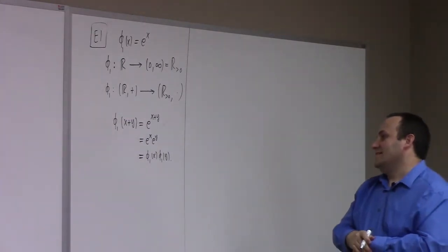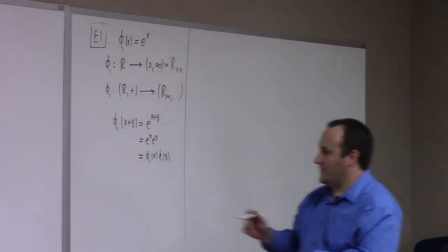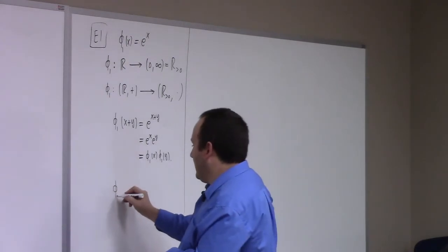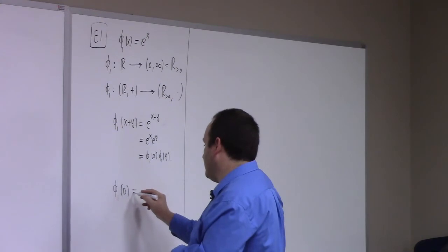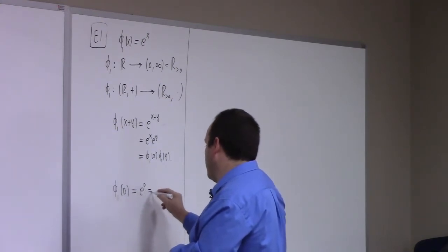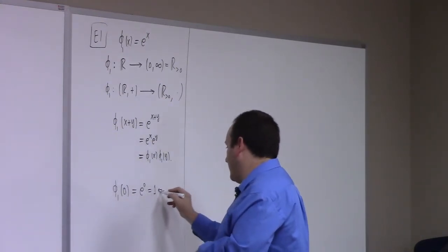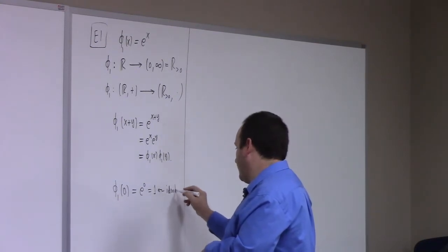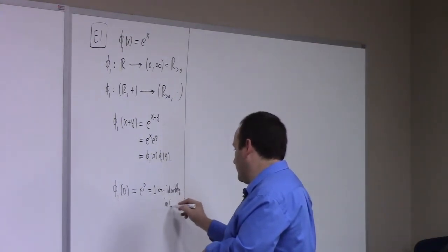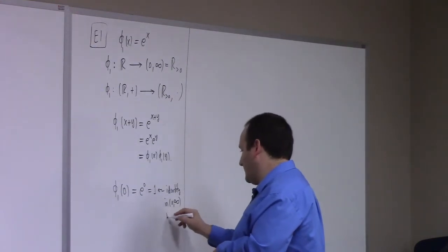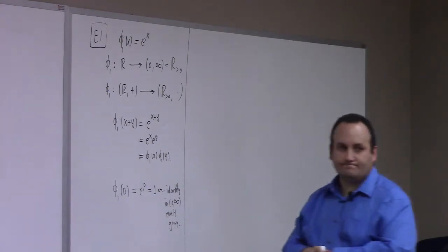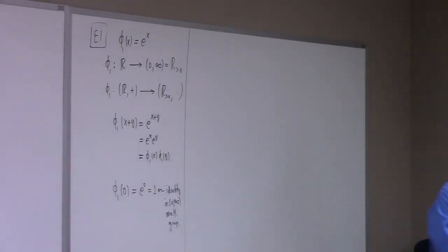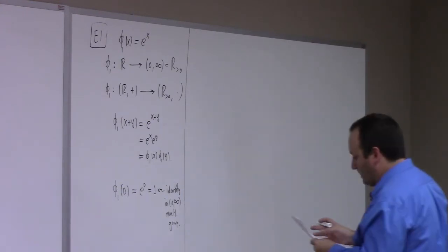And then how about this proposition we just did? What's the additive identity in R? It's 0, right? And that goes to e to the 0, which is equal to 1, which is, by the way, the identity in 0 to infinity, the multiplicative group. So there you go. That's an example of a homomorphism. The exponential is a homomorphism.